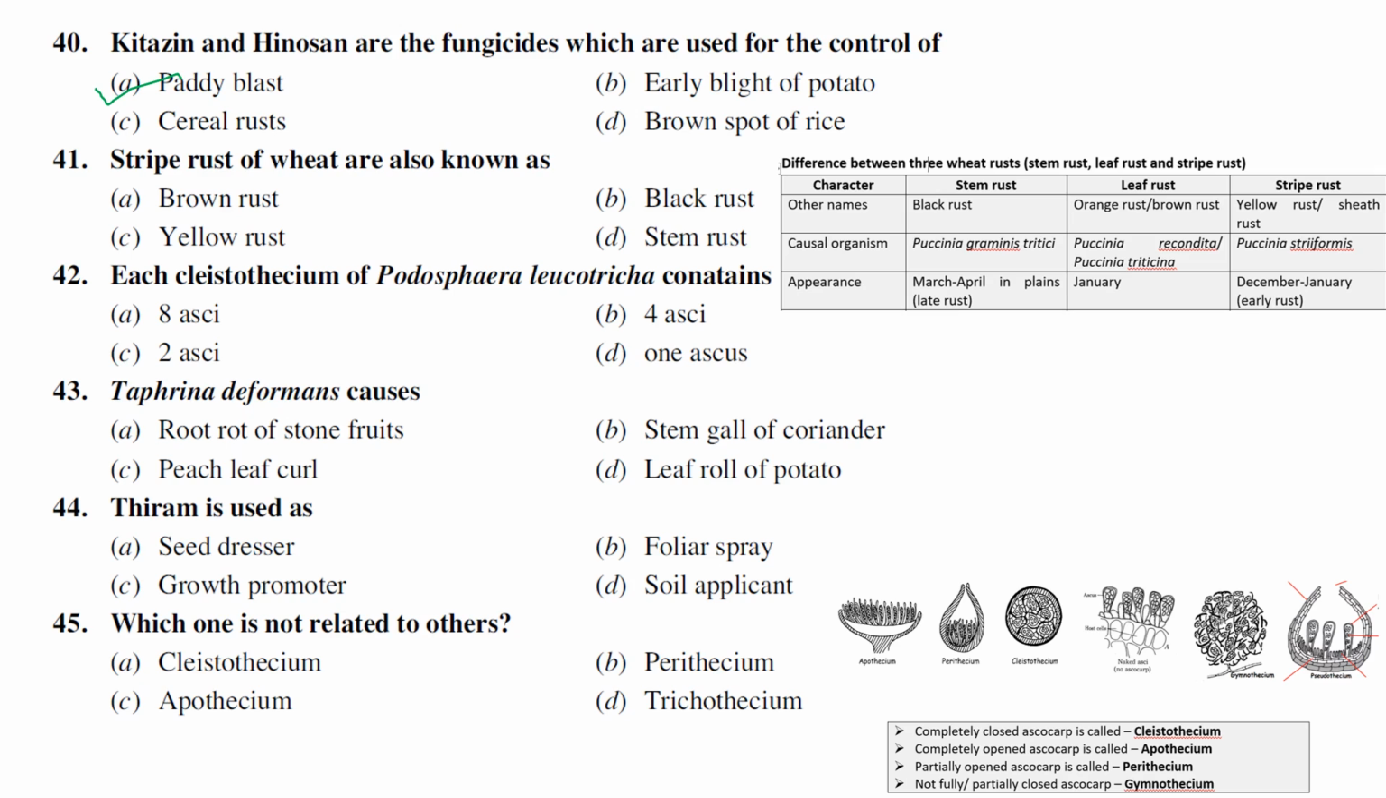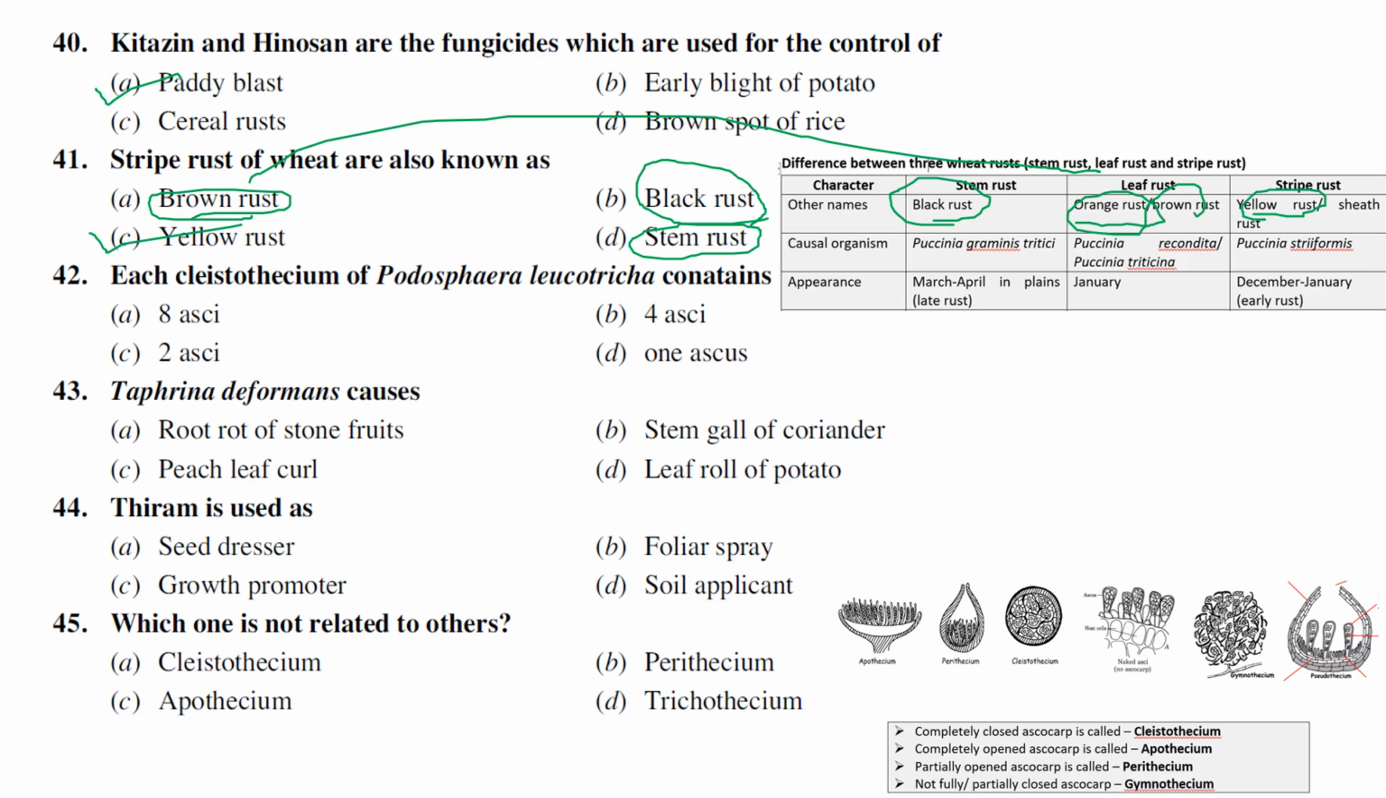The next one is, stripe rust of wheat is also known as brown rust, black rust, yellow rust, and stem rust. On the right side I have mentioned, stem rust is otherwise called black rust. Generally the name black rust is denoted to stem rust. So stem rust and black rust are the same. Second one is the leaf rust. Leaf rust is otherwise known as orange rust or brown rust. So brown rust is also denoted to leaf rust. The last one is stripe rust. Stripe rust is otherwise called yellow rust. Here the answer is: stripe rust of wheat is also known as yellow rust.